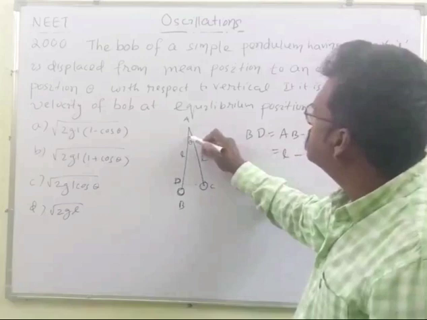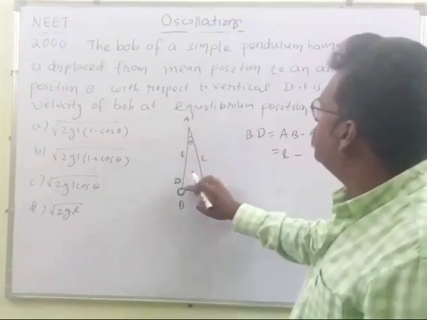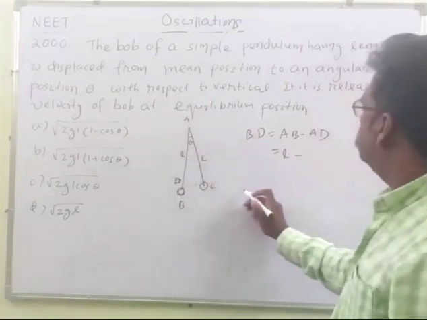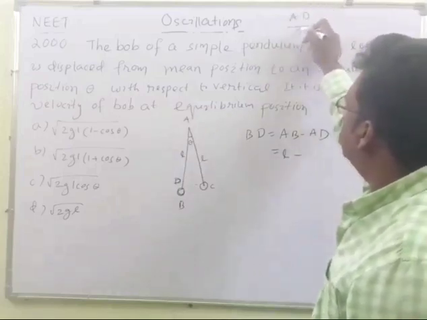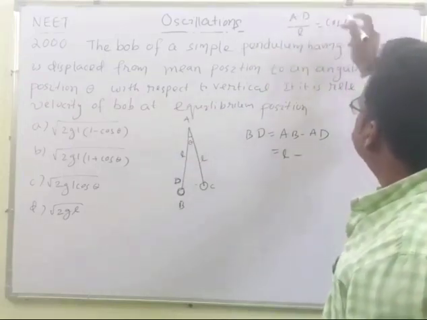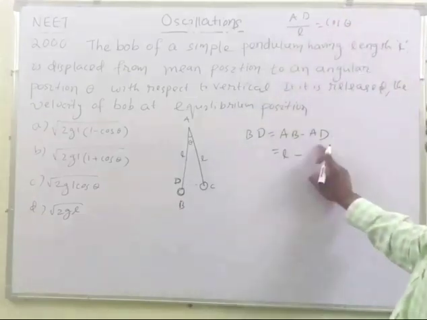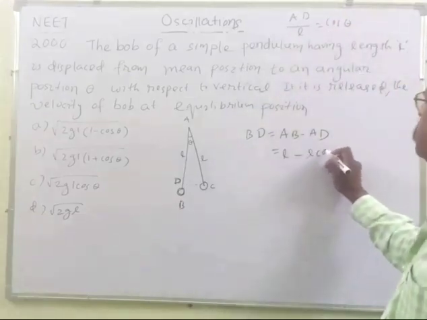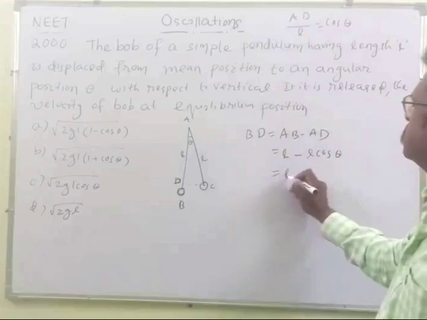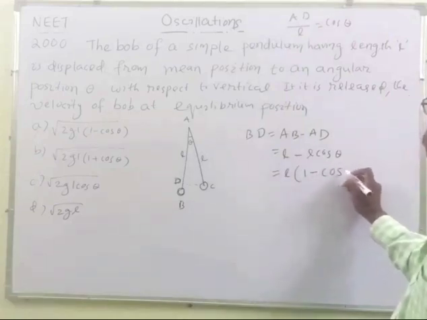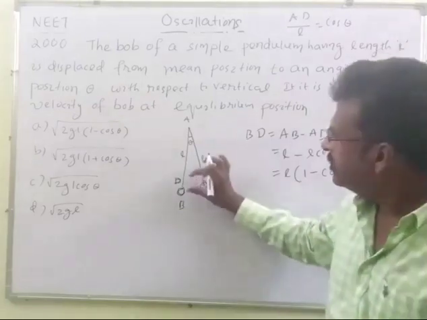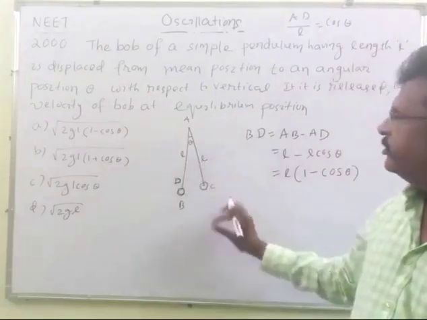Students, look, this is theta. So AD by L is cos theta. So what is AD? AD will be equal to L cos theta. So we will write here L minus L cos theta. If we take L common, this will be L within bracket 1 minus cos theta. This is the height BD.